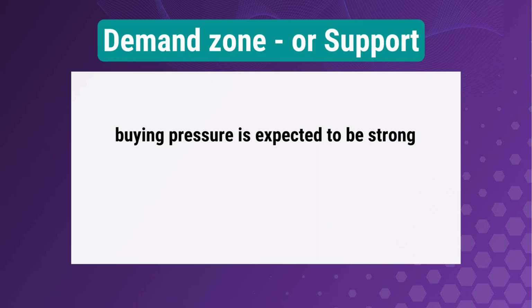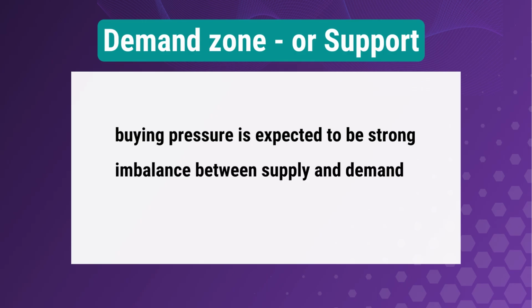Conversely, a demand zone refers to an area on a price chart where buying pressure is expected to be strong, causing an imbalance between supply and demand and potentially leading to a price increase. A demand zone is typically marked by a previous price level where the market encountered significant buying activity and resulted in a reversal or a prolonged consolidation.